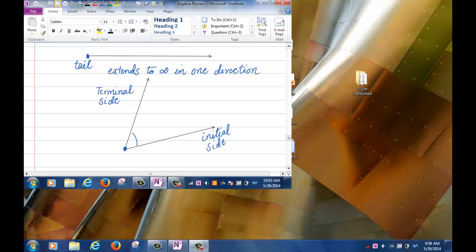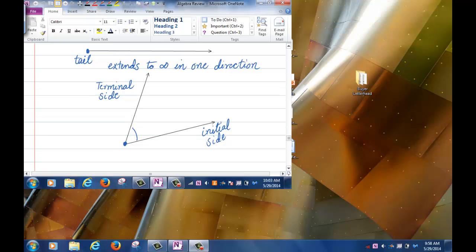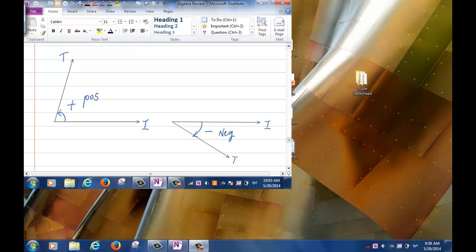And when you have an angle, one of the rays or one of the sides will be called the initial side. The other one will be called the terminal side. The way we are going to view this is that the terminal side, in order to form an angle, starts from the initial side, and then you rotate it until you get your desired angle. If you rotate counterclockwise, you get a positive angle. If you rotate clockwise, you get a negative angle. So this is a positive angle on the left side, the negative angle on the right side.